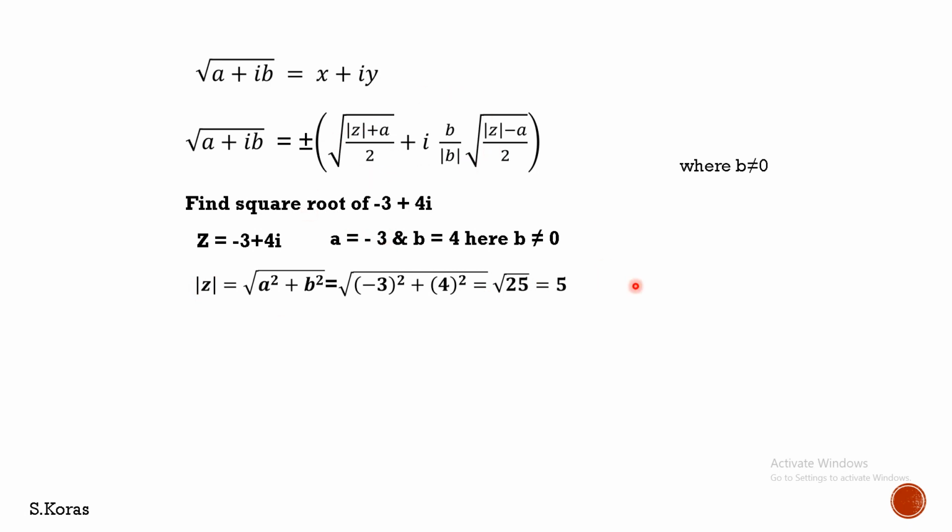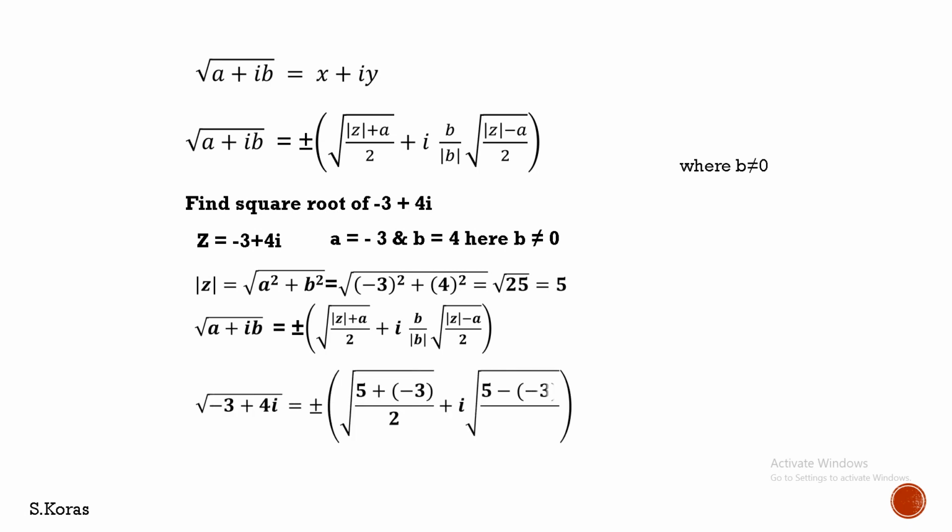Let us rewrite this formula again. Square root of a plus ib is equal to plus or minus square root of (modulus of z plus a) by 2 plus i into b by absolute value of b into square root of (modulus of z minus a) by 2. Simply substitute the values of modulus of z and a. That is, modulus of z is 5 and a value is minus 3.